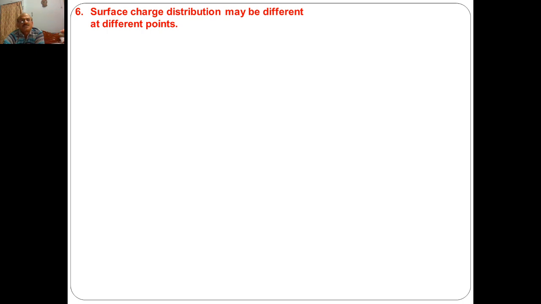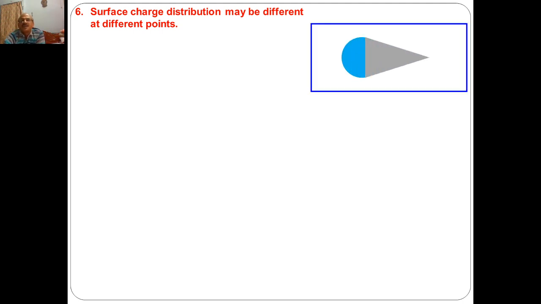Also we have learned about continuous charge distribution. There we came to know about the surface charge distribution, that is charge per unit surface. Let us say a surface like this, and charge is given. Here the surface charge distribution will not be the same, because on this side the surface area is more, so the surface charge density will be minimum. On this side the surface area is less, so here the charge density is maximum.